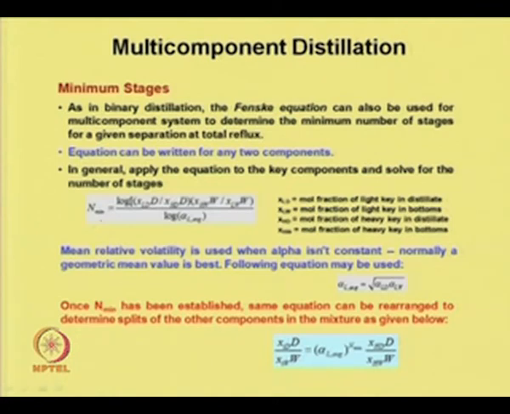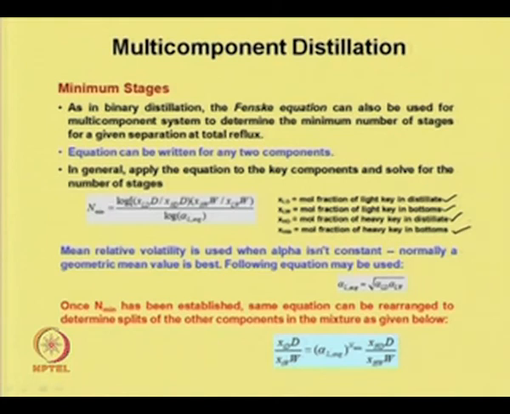If we apply this for the key components, N mean would be equal to log of [(XLD into D divided by XHD into D) multiplied by (XHW into W divided by XLW into W)] divided by log of alpha L average. Now, XLD is the mole fraction of the light key component in the distillate, XLW is the mole fraction of the light key in the bottoms, XHD is the mole fraction of the heavy key in the distillate and XHW is the mole fraction of the heavy key in the bottoms.